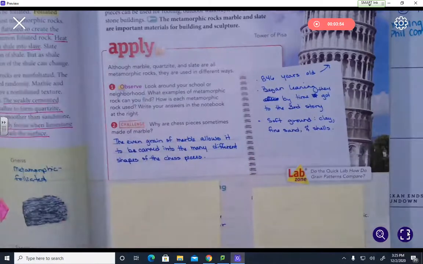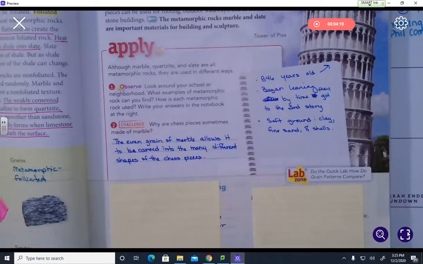So for number one, you had to observe stuff. It says look around your school or neighborhood. You would have had to look around your neighborhood and write examples of metamorphic rock you find. How is each metamorphic rock used? And then write your answers in the notebook to the right. I'll take a look at that, since you guys have submitted your answers to me already.